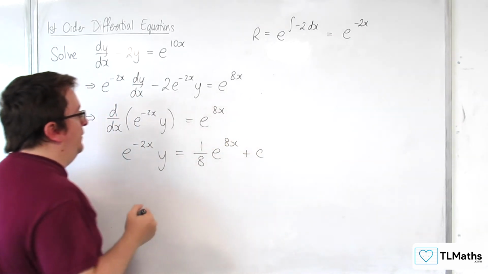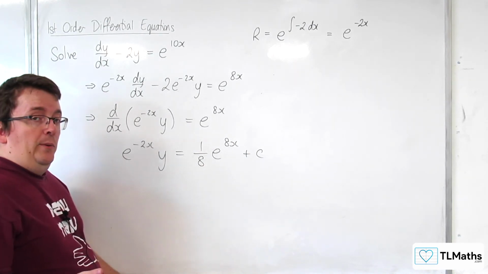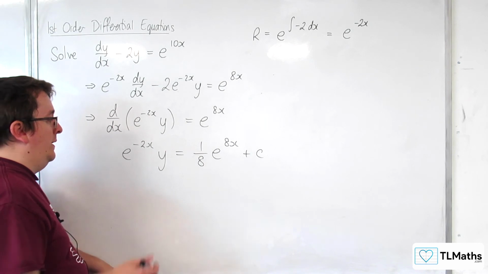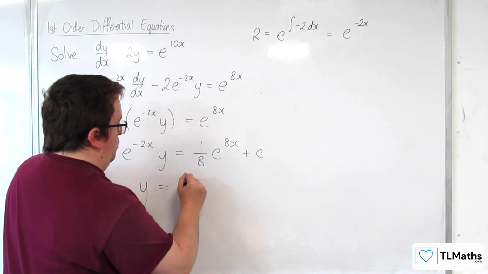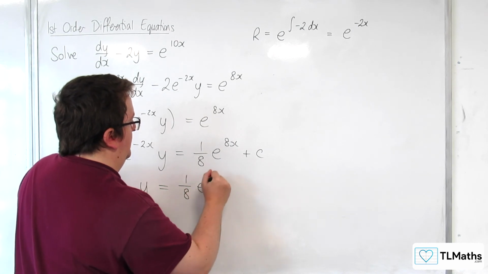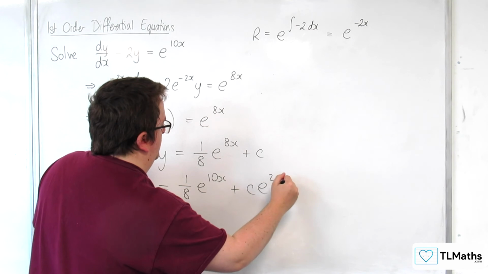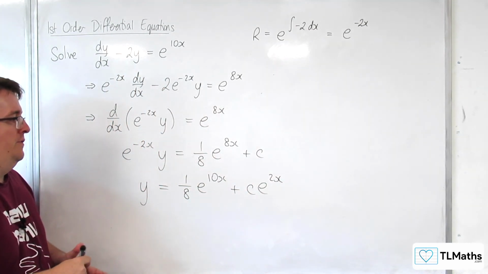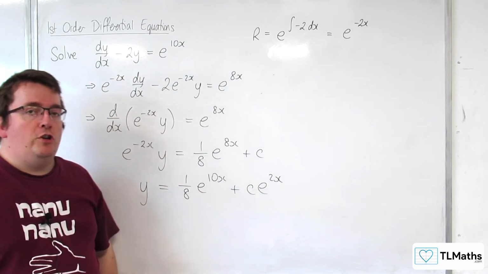plus some constant c. And then divide through by e to the minus 2x, or multiply through by e to the 2x is probably the better option. y is equal to 1 eighth e to the 10x plus c e to the 2x. And so this is the general solution to the differential equation.